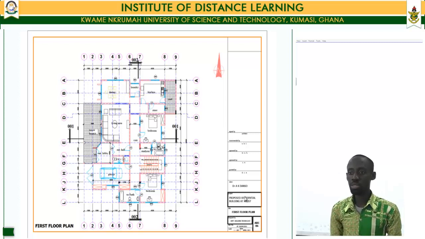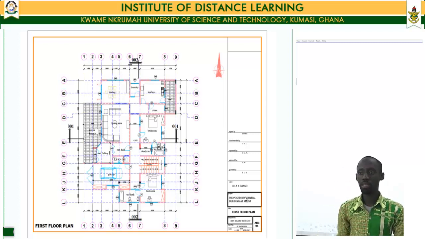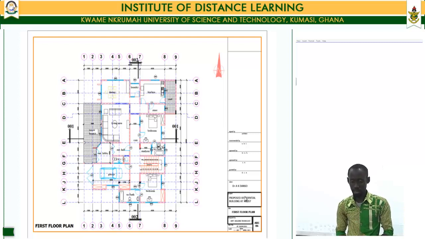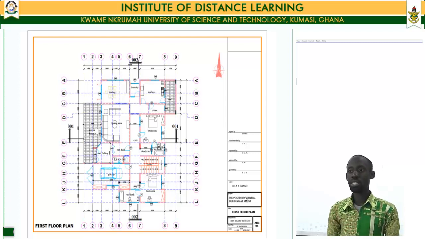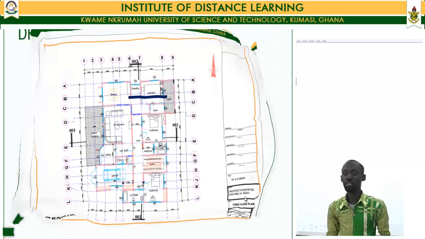And the question states to design the beam on grid line D. And the question says to design the beam on grid line D.